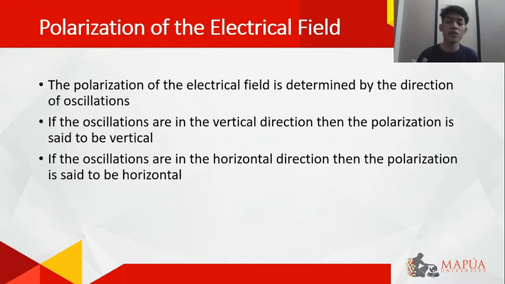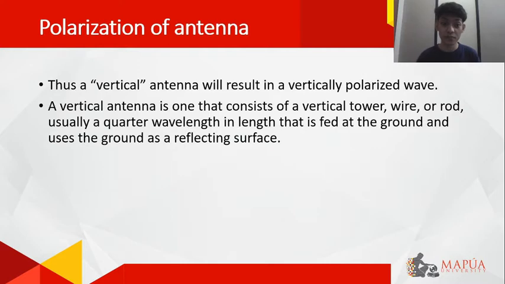The polarization of the electric field is determined by the direction of oscillations. If the oscillations are in the vertical direction, then the polarization is said to be vertical. If the oscillations are in the horizontal direction, then the polarization is said to be horizontal. Thus, a vertical antenna will result in a vertically polarized wave, and a vertical antenna is one that consists of a vertical tower, wire, or rod, usually a quarter wavelength in length, that is fed at the ground and uses the ground as a reflecting surface.